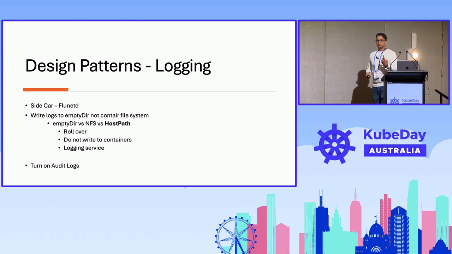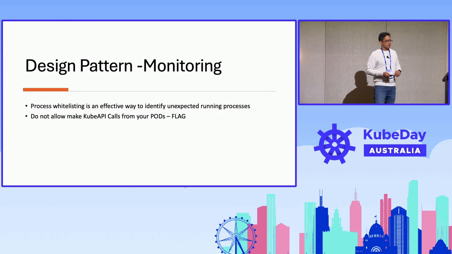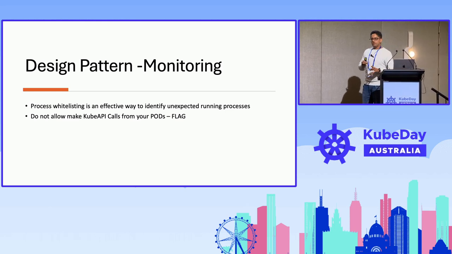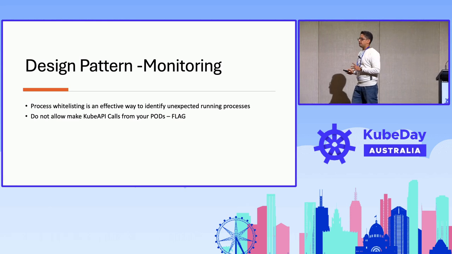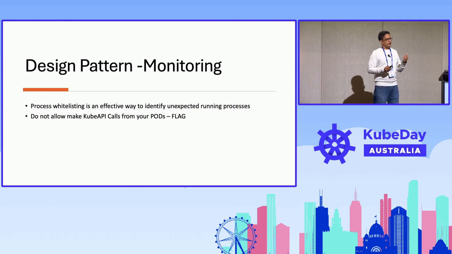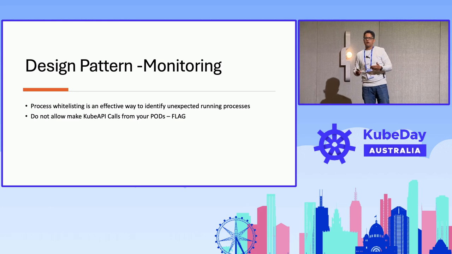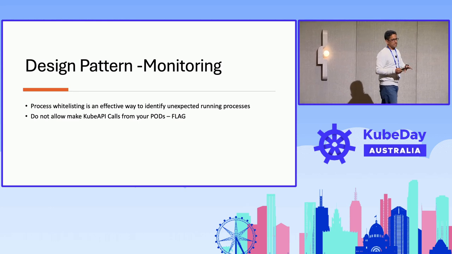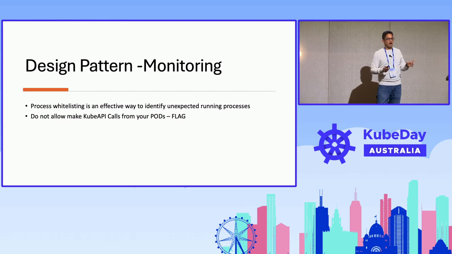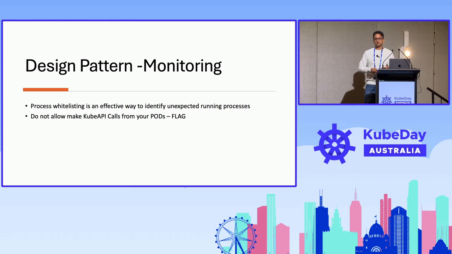Turn on your audit logs to see who is accessing your runtimes and at what time, so that all the events are captured. So for monitoring, we have already discussed the strategies. One thing which I would like to highlight here is, out of the box, you have access in a way that your pod can access your Kube API server to spin up other pods. So you should disable that. You should have monitoring in place that this should not be enabled. This should be controlled through RBACs, and you should disable those flags so that your pods cannot make Kube API calls to spin up other containers.